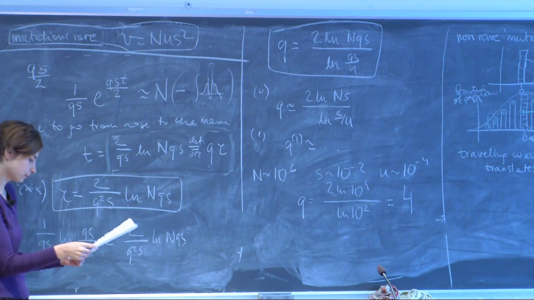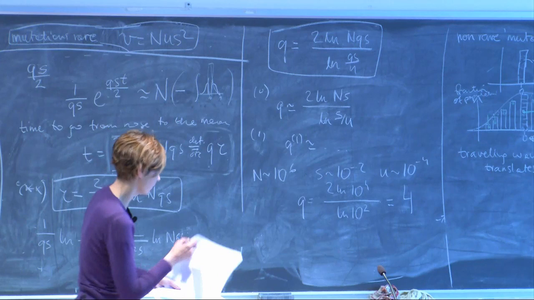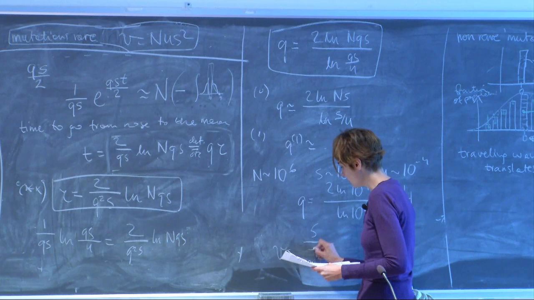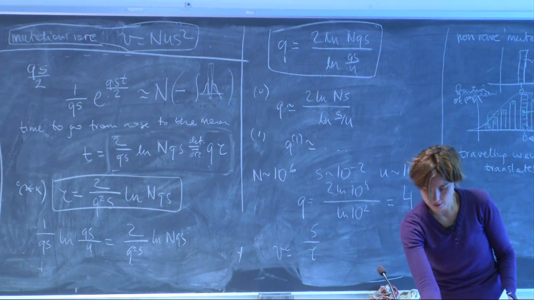Okay, I'm going to go a little bit over, but then I'll finish and then we can stop with this and not get back to it. So that gives me Q. So then I can calculate the speed, which is just the rate of the growth divided by tau, right? Which is the rate at which this whole thing moves.